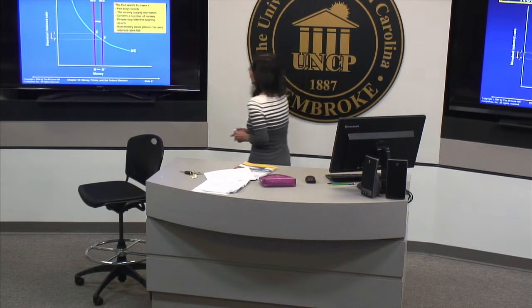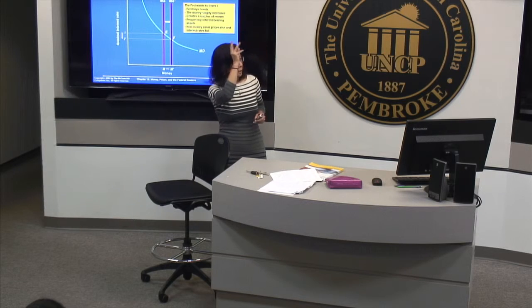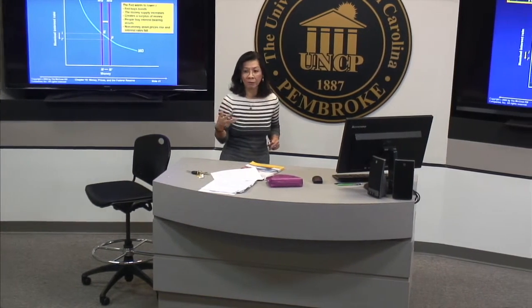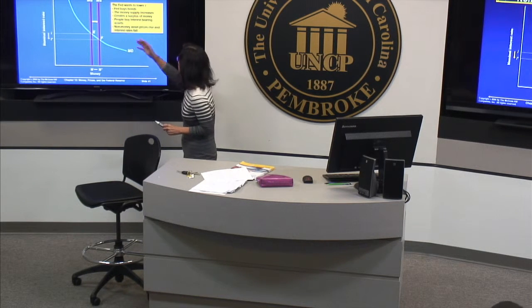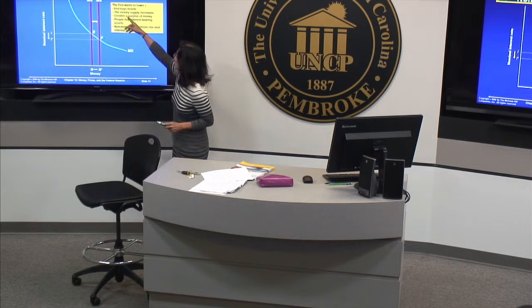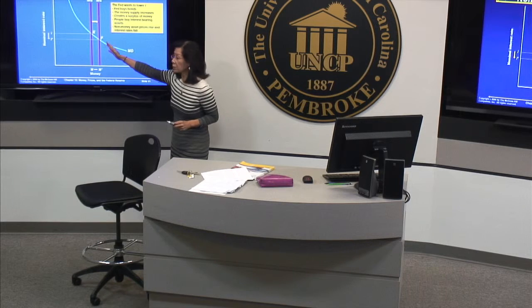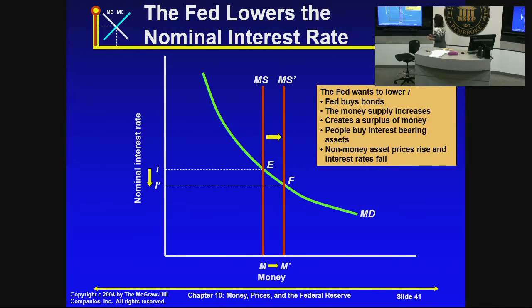Okay, so next, another example. Remember earlier we said that if you want to practice expansionary monetary policy, all the Fed has to do is buy bonds from the public. If you do so, the money supply will shift to the right. So that's what they do. They're buying bonds from the public, and the money supply will increase, or shift to the right. And if you shift to the right, your nominal interest rate drops from the equilibrium point E to the second equilibrium point F when MS shifts to the right.